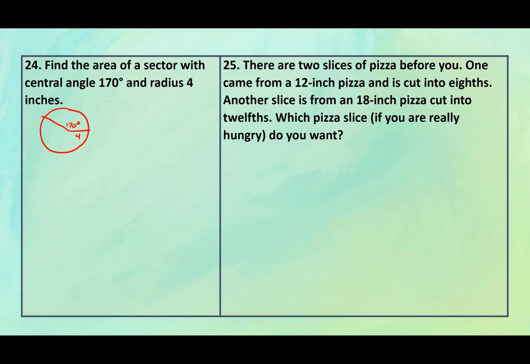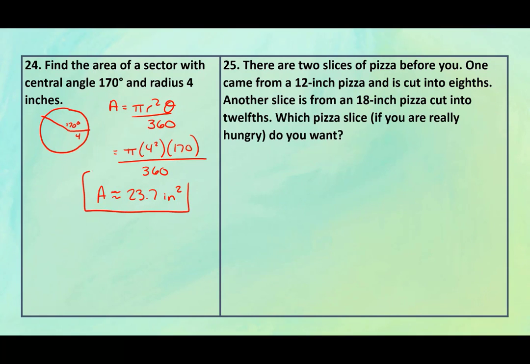Okay, so we're actually going to use the area is equal to pi r squared theta over 360 degrees formula. So now we have pi r squared, which is 4 squared, times theta, which is 170 degrees, divided by 360 degrees. Now, you can reduce this, or you can put it directly into your calculator to get that the area is approximately equal to 23.7 inches squared. Okay? So don't forget your units again. I cannot stress that enough. If you forget your units on a quiz or a test, I cannot give you full credit.